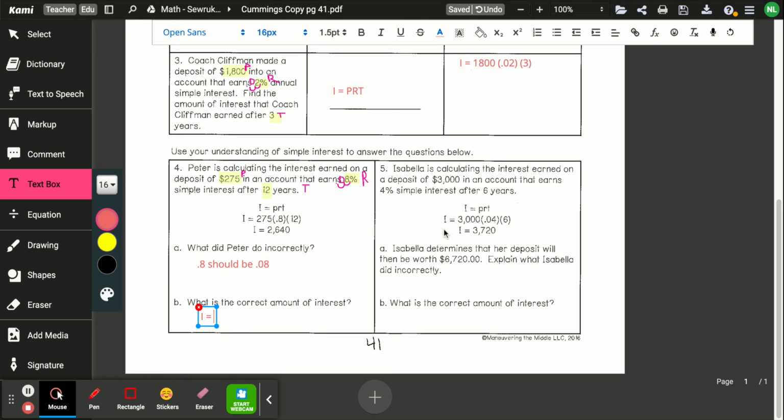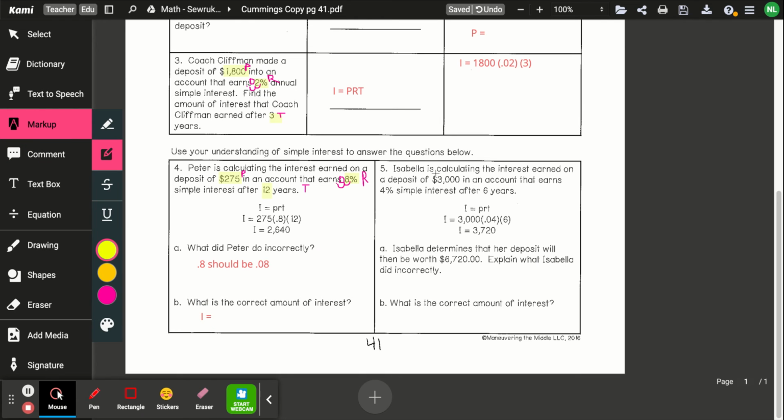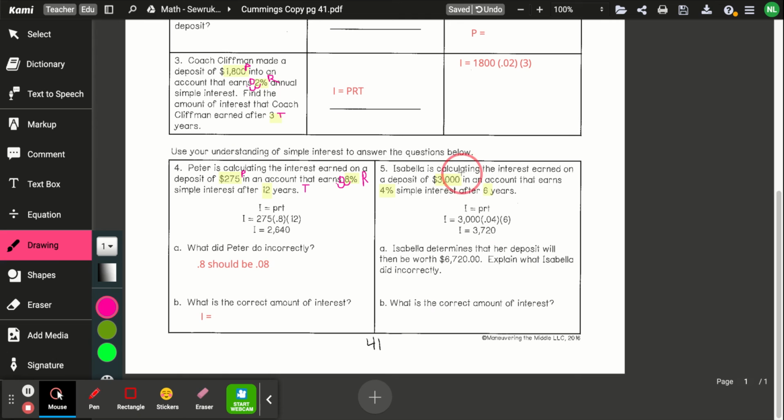The next one is Isabel is calculating the interest earned on a deposit of $3,000 in an account that earns 4% simple interest after 6 years. So we can label these. We already know that this is my principal. This is how much she's depositing. We know that it's 4% simple interest. Move our decimal over 2 places, 0.04, and that's our rate. And we also know that 6 years is T for time.